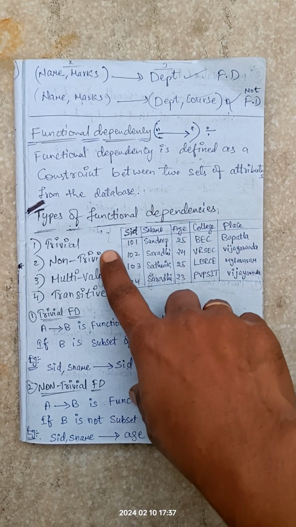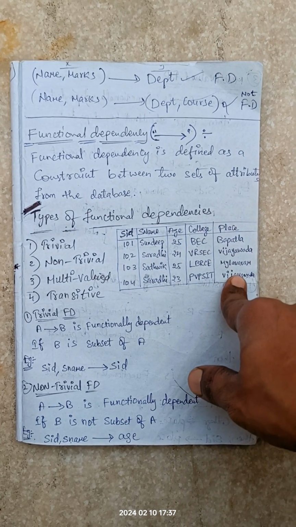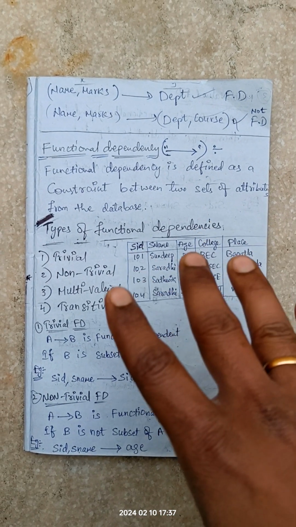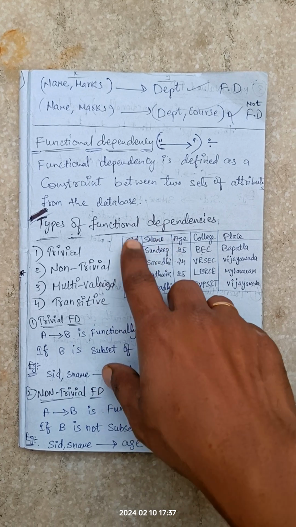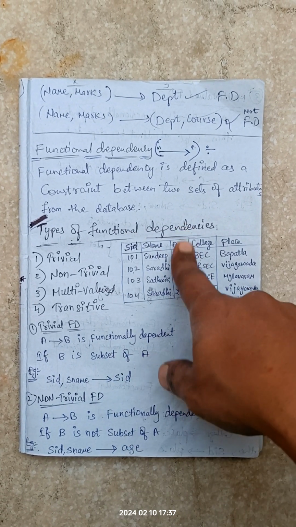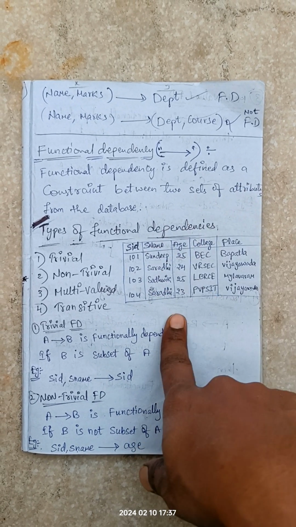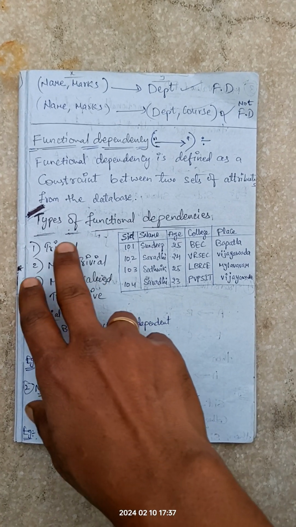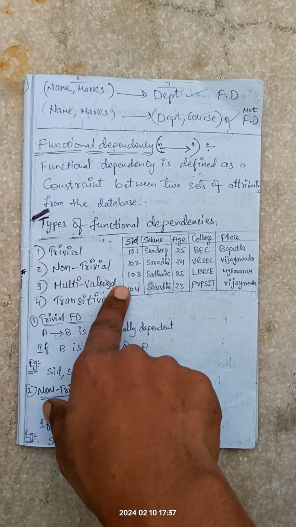Suppose in this table we have 1, 2, 3, 4, 5, so we have 5 attributes. Functional dependency is defined as a relationship between any two attributes. Suppose a relationship between student id and student name, or between student id and age, or between student name or college. Anything like that. And we have four types of functional dependencies: trivial, non-trivial, multi-value, transitive.